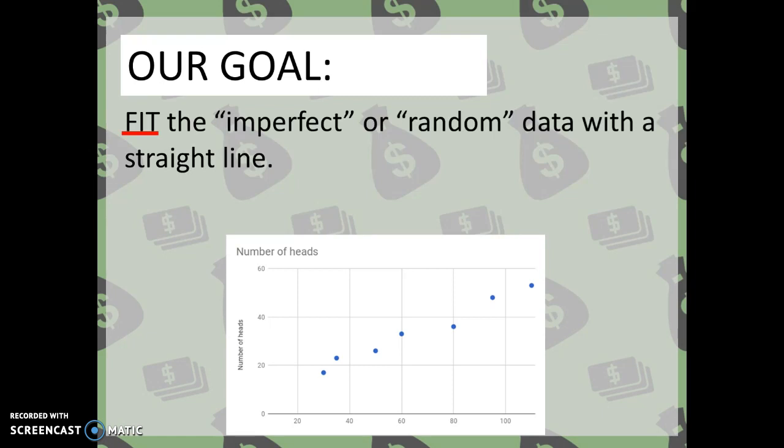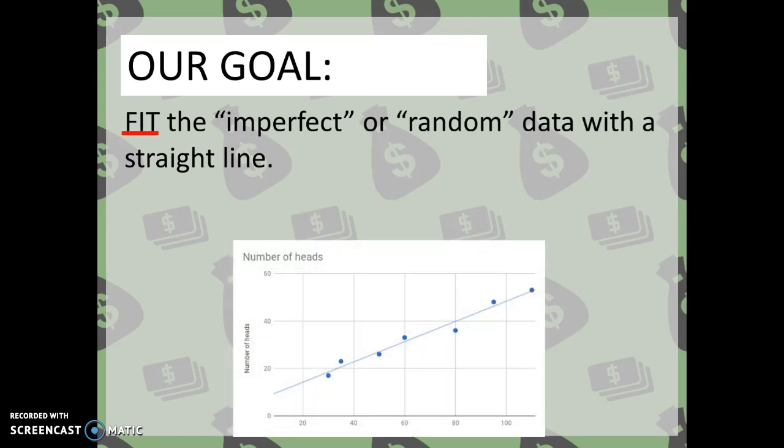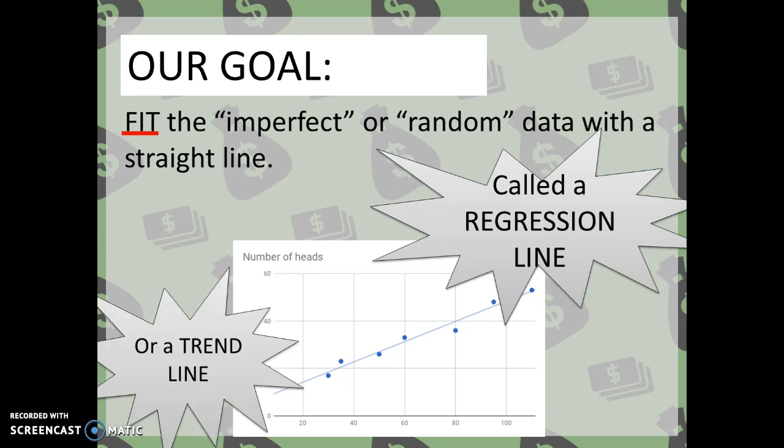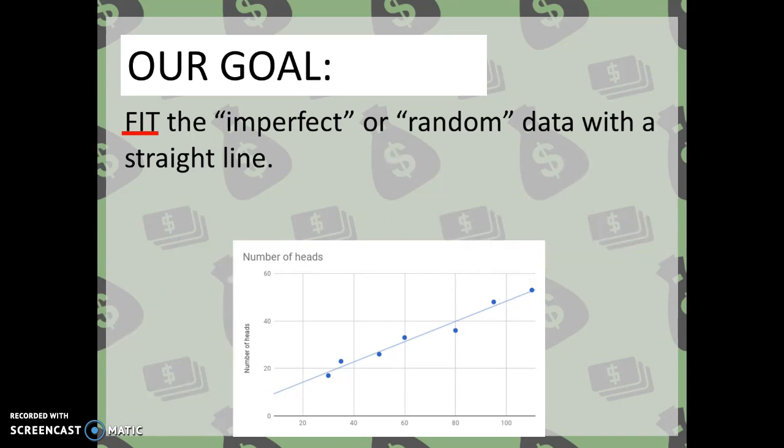Our goal is to take this data and fit it with a straight line. And you'll see that's what I'm looking for. Now, that line is imperfect, but let's face it, that's real-world data. Sometimes it's perfect, sometimes it's up, down. We know how that goes. Law of averages, that sort of thing. By the way, these lines, we're going to call them a regression line, a trend line. Be familiar with both names.